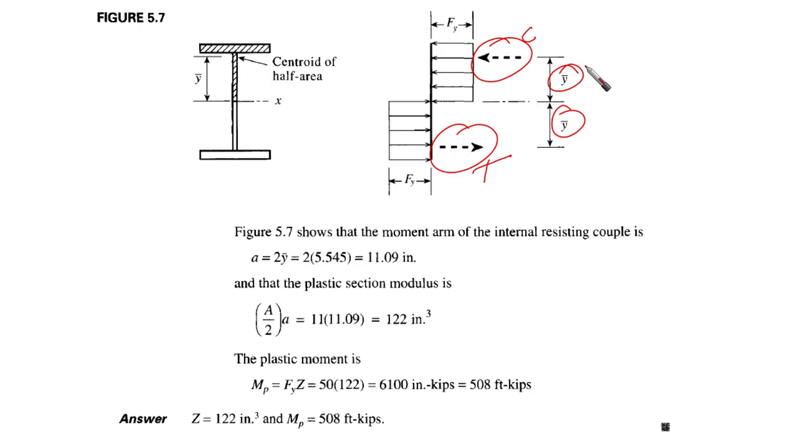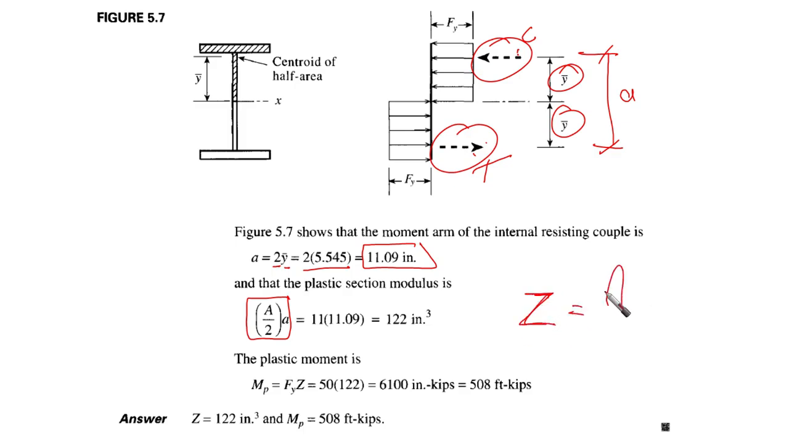Okay, so our a, which is the distance between the compression and tension, is going to be 2y bar, right? 2y bar gives us 11.09. And for the plastic section modulus, if you remember, we said that Z equals half of the area times a, which is the distance between the two, as if we are taking this area times the distance from here to here, which is a. So it is half of the area times the small a.